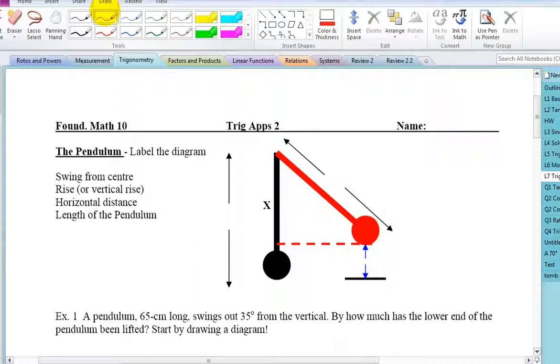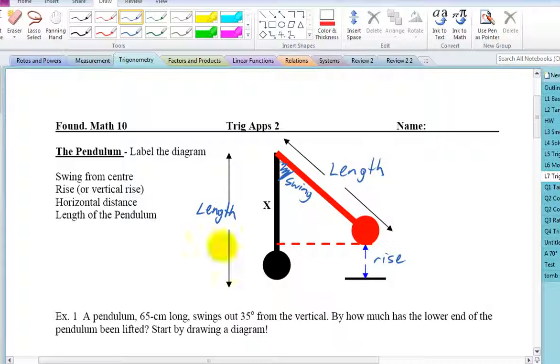Okay, so pendulum has a few different things you have to be careful of. First of all, we have the swing from center. So this here is the angle. This is the swing from center. Okay. You have your rise. This here is your rise, the distance it goes up. You have your pendulum length. So length of the string is found in two different locations.